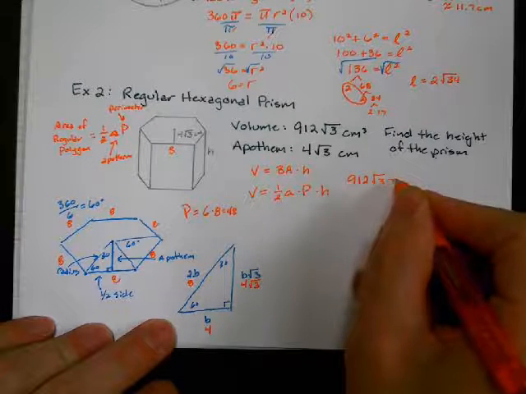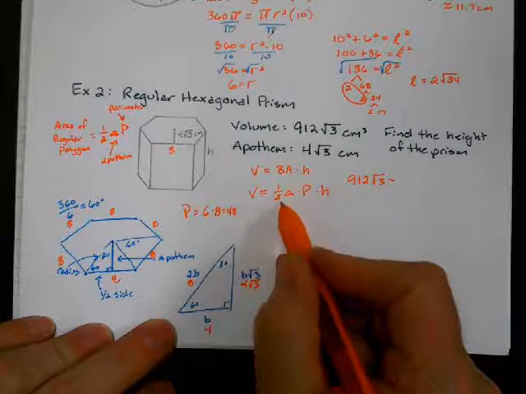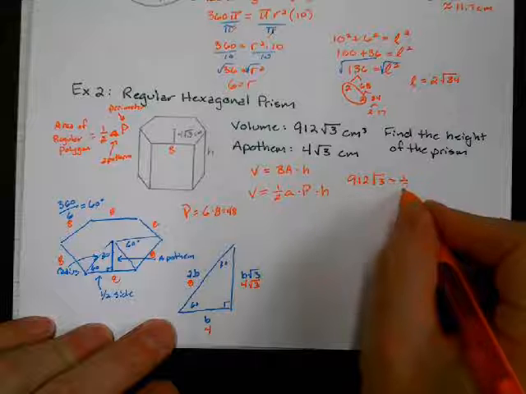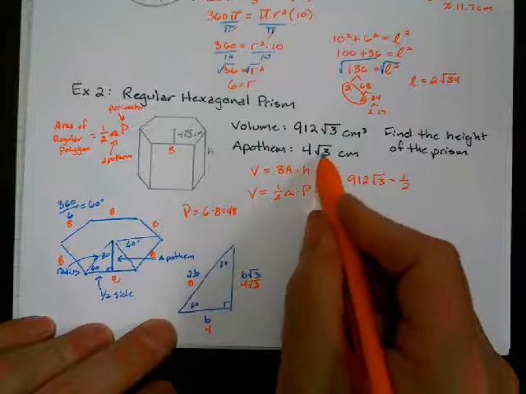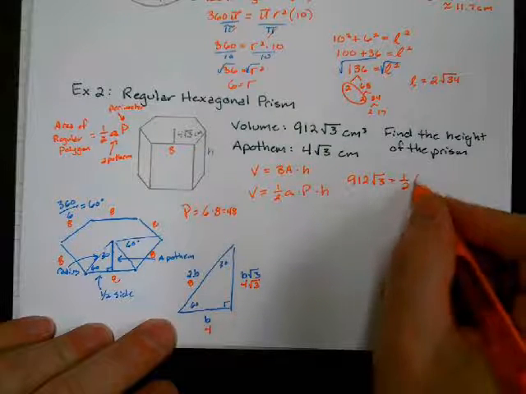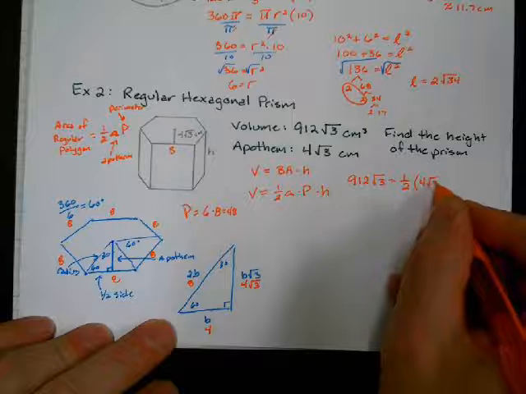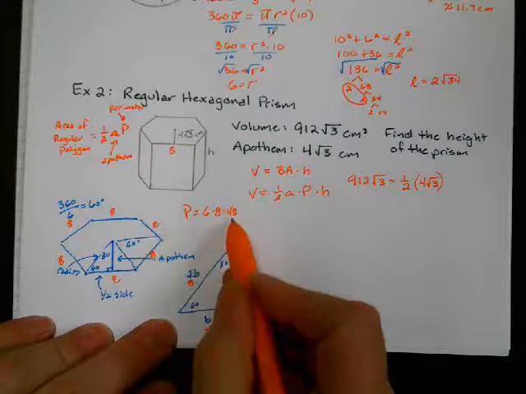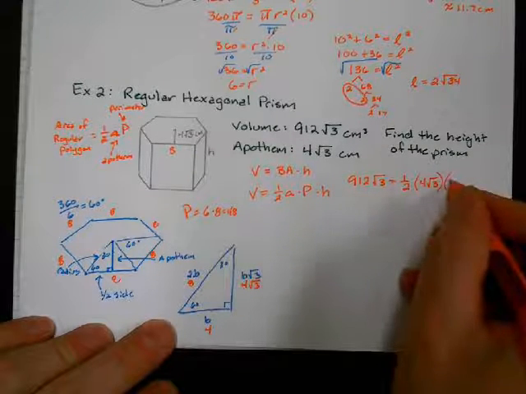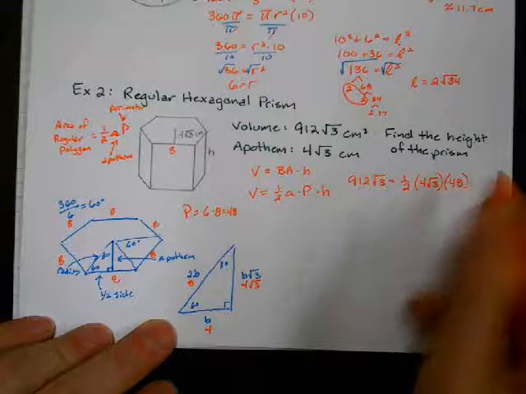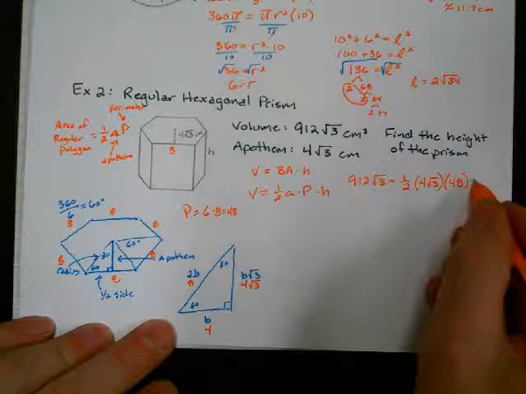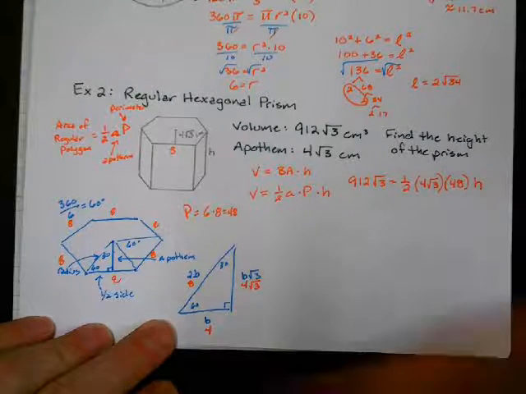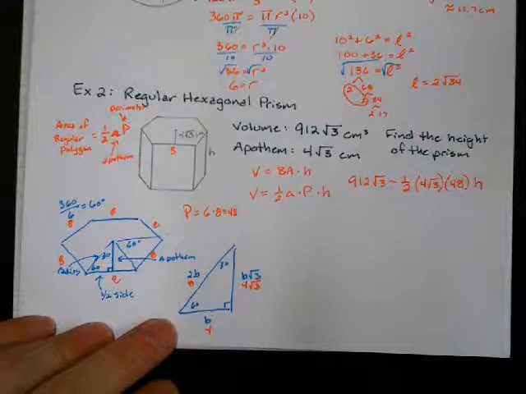Equals 1/2 apothem 4 times root 3 times perimeter. Perimeter we just found out was 48, times the height. That's the one thing we don't know. All right, so let's just go ahead and multiply this stuff real quick.